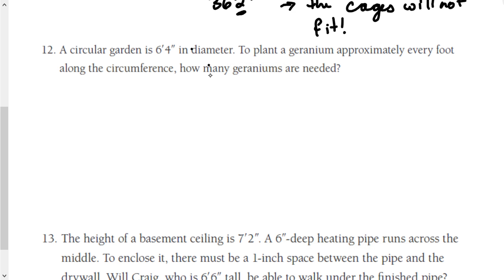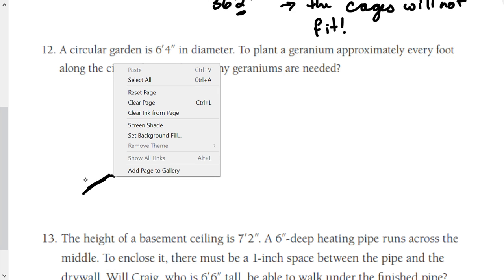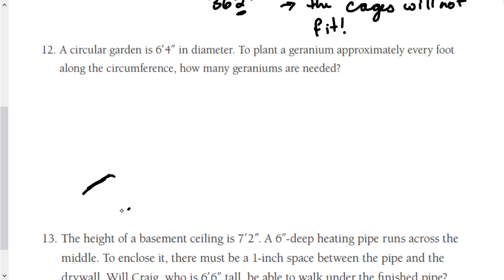A circular garden is 6'4" in diameter. To plant geraniums every foot along the circumference, how many geraniums are needed? So, approximately every foot, it should just be 6, right? Like if we draw this out. Well, no, I did a common mistake. So this is the diameter. I jumped ahead too fast. So we need C is equal to pi d.